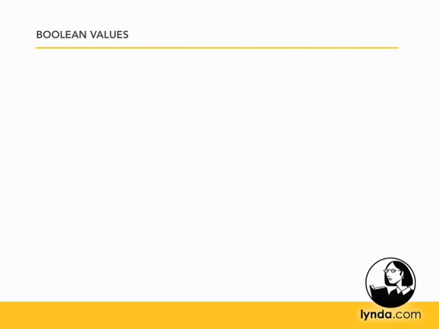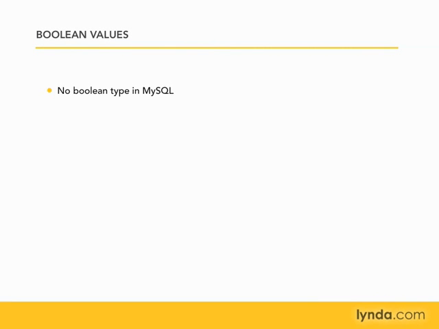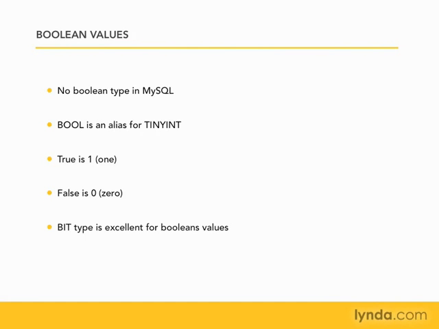MySQL does not actually have a Boolean type. It uses integers for Boolean values. So if you declare a column in your table as type bool, it will actually store it as tiny int. The word bool is an alias for the word tiny int. True is represented by an integer 1. False is represented by an integer 0. And in fact, the bit type is an excellent way to store Boolean values.